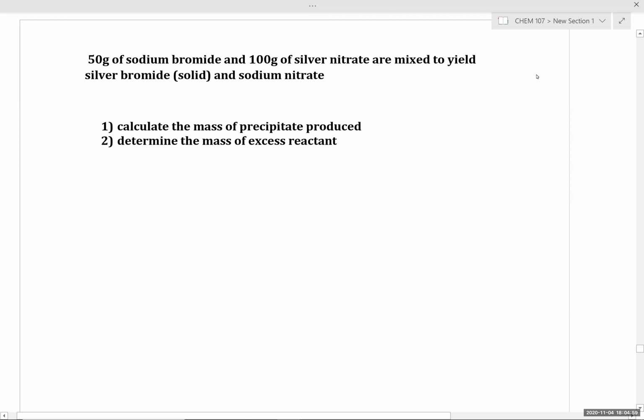So last class session, we discussed calculating the expected yield based on our limiting reactant and using our identified limiting reactant to calculate the mass of excess reactant remaining. So in this case, we're given in the problem that we have 50 grams of sodium bromide and 100 grams of silver nitrate that are mixed to yield silver bromide and sodium nitrate.